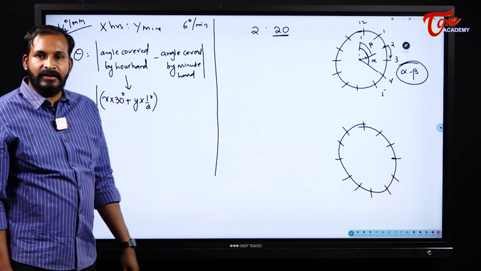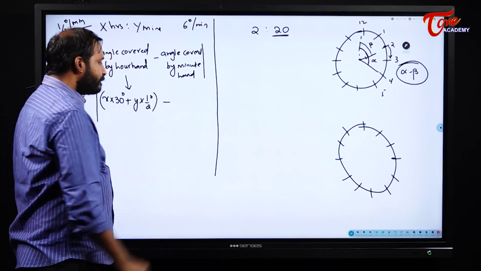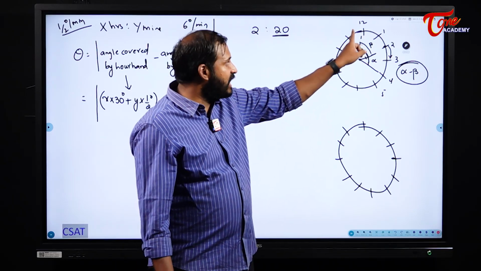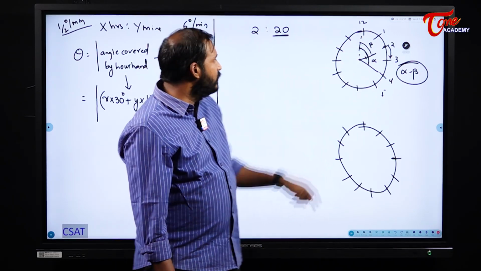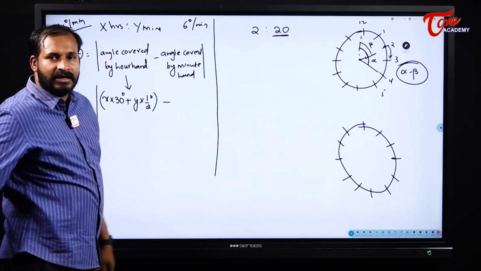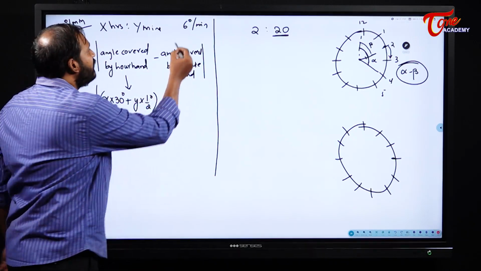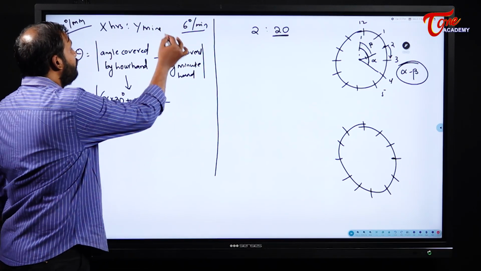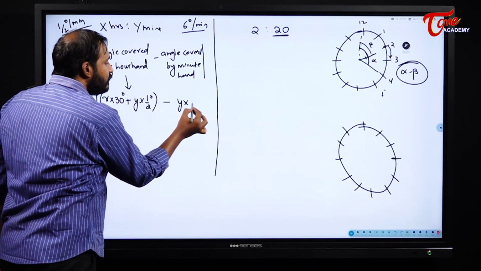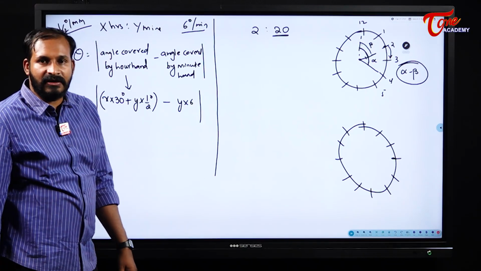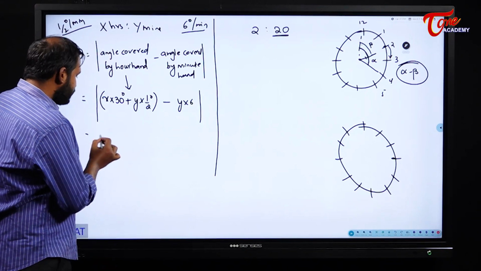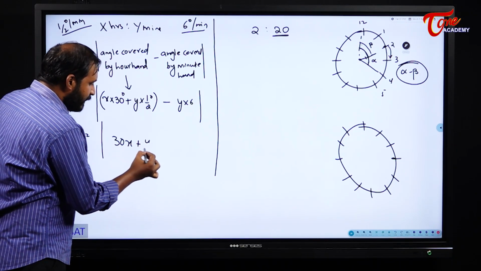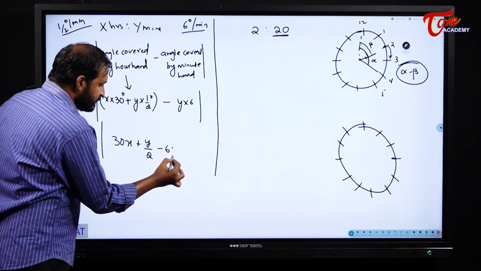Minus the angle covered by the minute hand. Anyway, my minute hand will be on 12 and it will start counting from 12 only. So in y minutes, what distance will my minute hand travel? In 1 minute it travels 6 degrees, so in y minutes it will travel y into 6 degrees. So from this what I will get here? 30x plus y by 2 minus 6y.